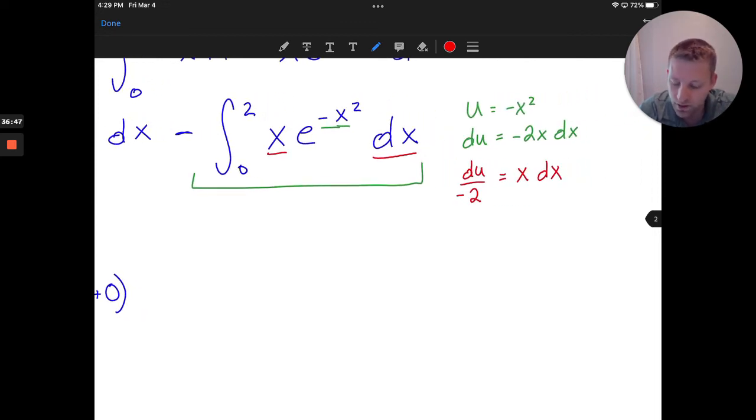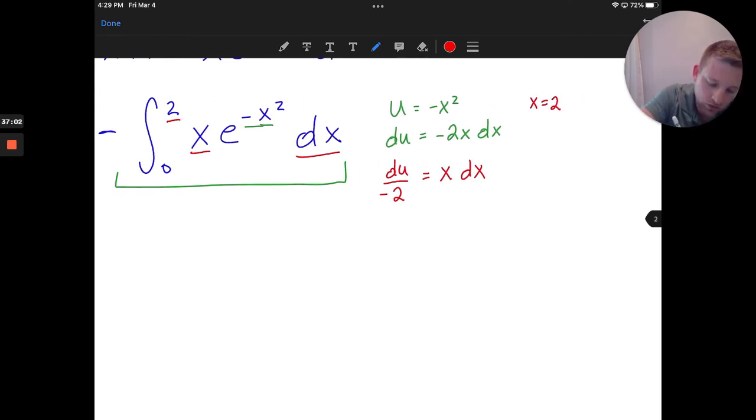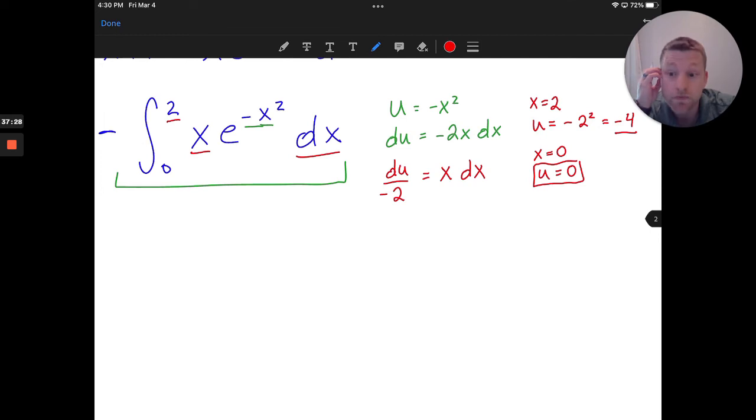One other thing is I can consider my bounds. When x is equal to 2, we want to consider what my bound in u is. So I can just change over to the bounds of u and then evaluate that. When x is equal to 2, we'll have u equal to negative 2 squared, which will give us negative 4. And then when x is equal to 0, negative 0 squared is also going to give us u equal to 0. So my new bounds here are going from 0 to negative 4.